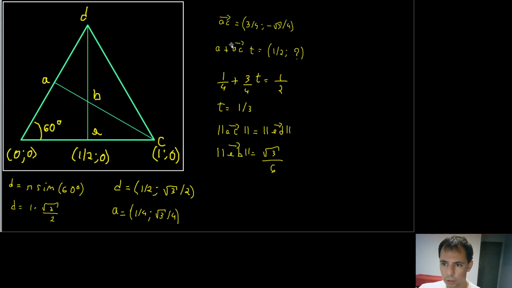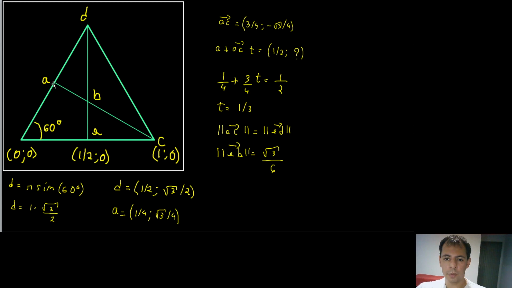Okay. So you see, you have a vector here from A to C. How did I do that? Well, it's going to be 1 minus 1/4, which is going to be 3/4. Okay. You get the value of x for C minus the value of x for A. The value of y for C minus the value of y for A. So the value of y is 0 minus the value of y for A, which is square root of 3 divided by 4. So it's going to be minus square root of 3 divided by 4. And then you have this vector.